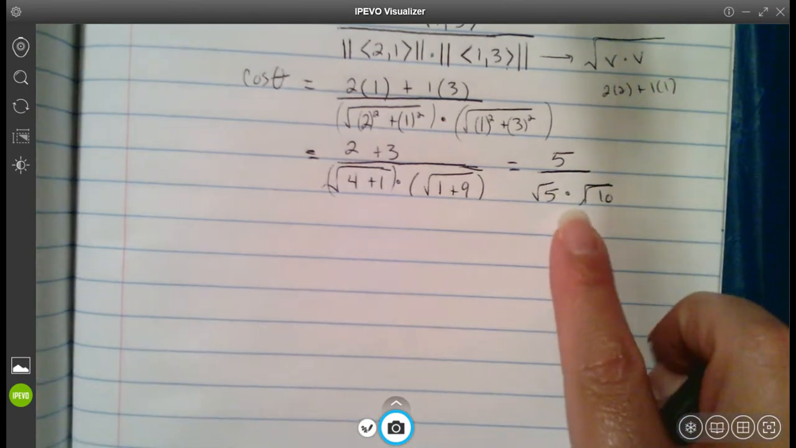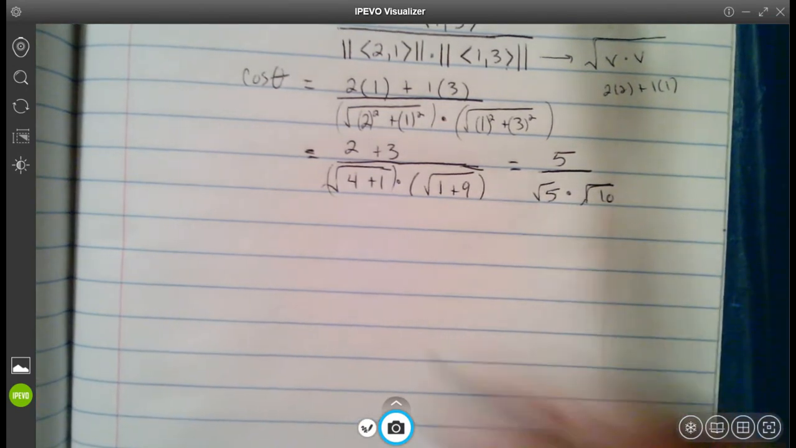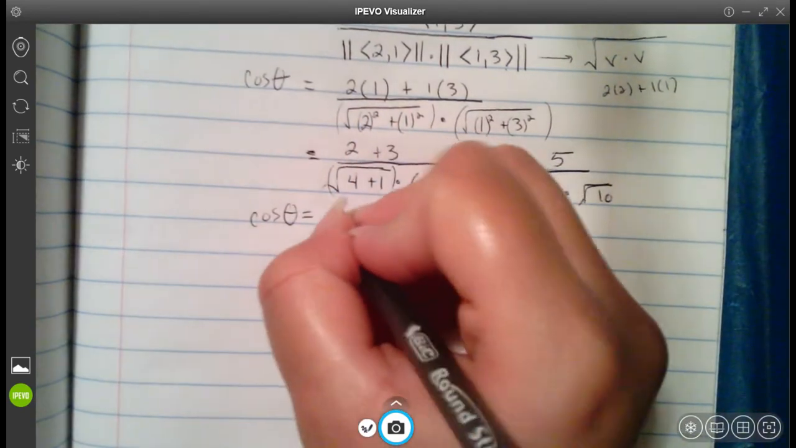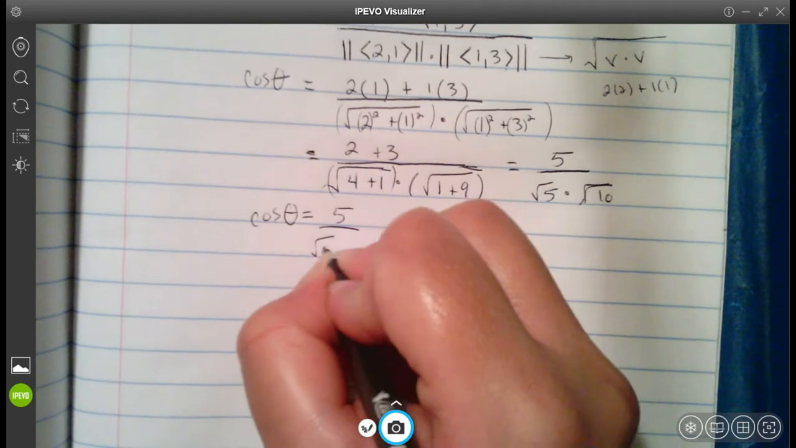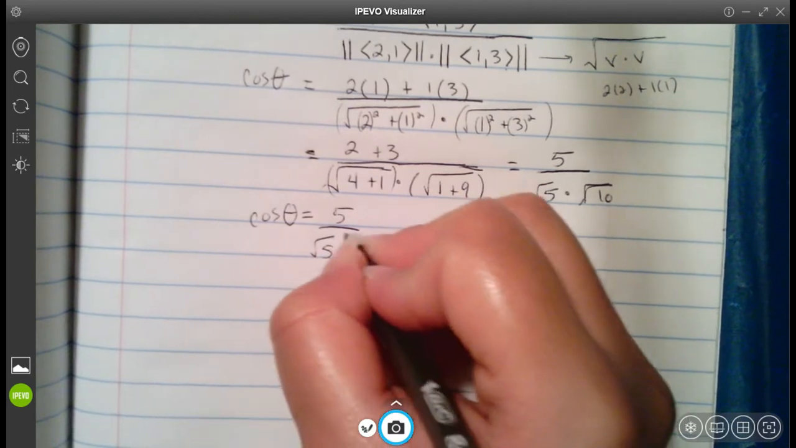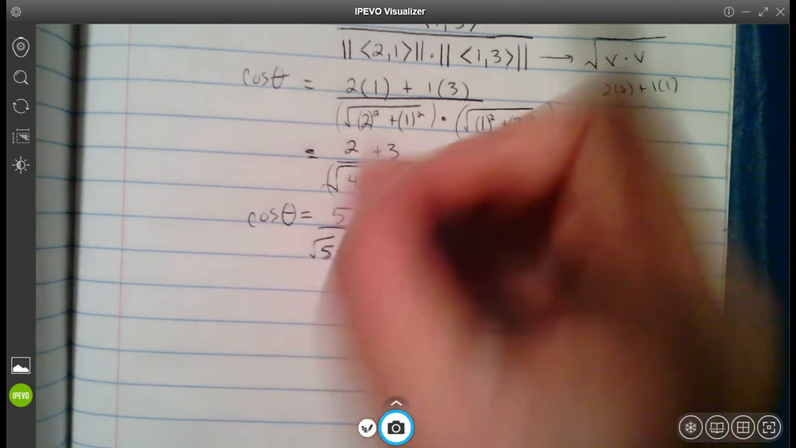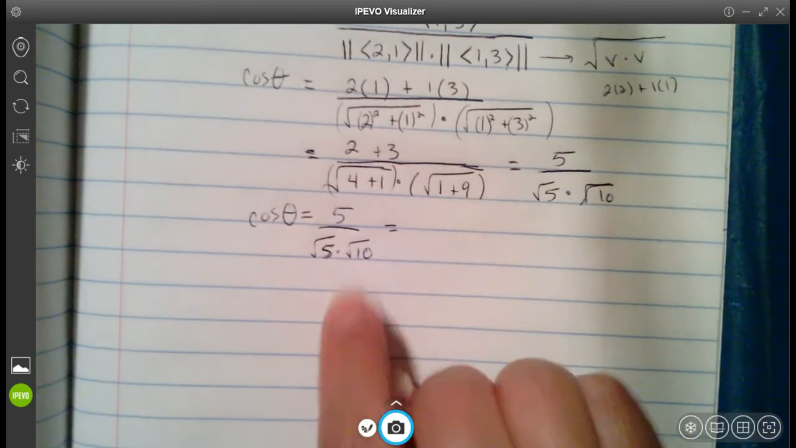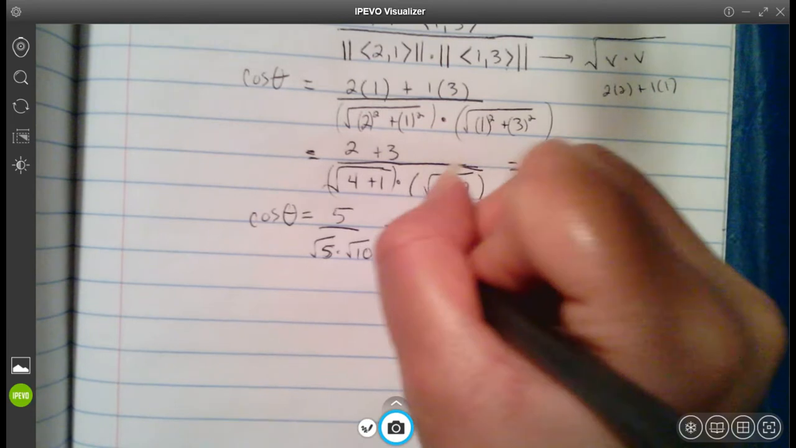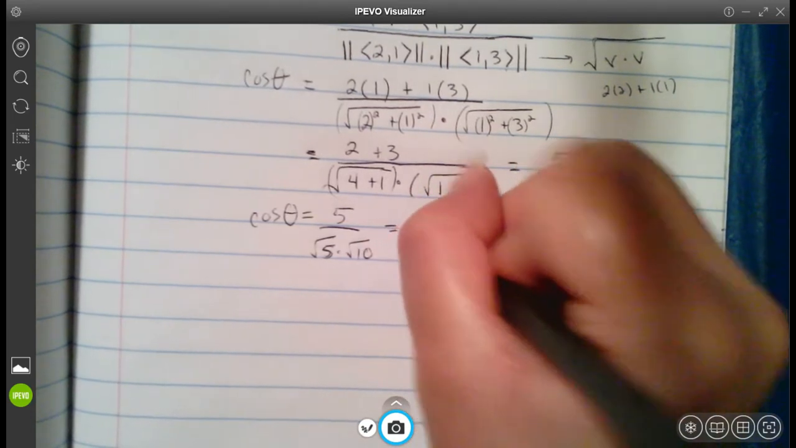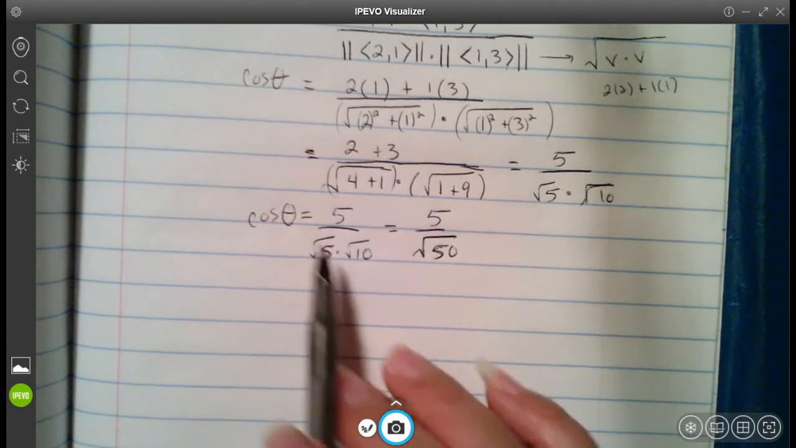So we have this weird looking thing here. Cosine of theta is equal to 5 over the square root of 5 times the square root of 10. And at this point, we're basically just going to use a calculator. So I'm going to combine these bottom ones to the following: 5 over the square root of 50. Because again, I'm just going to plug this in at this point.